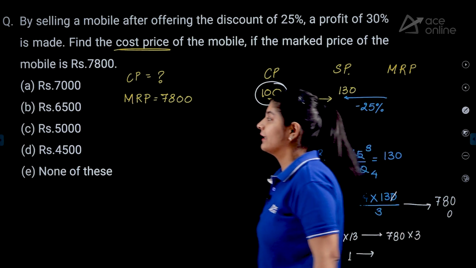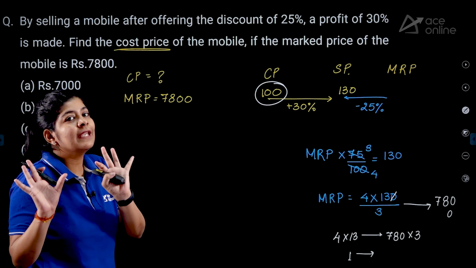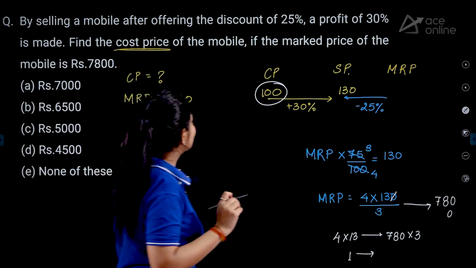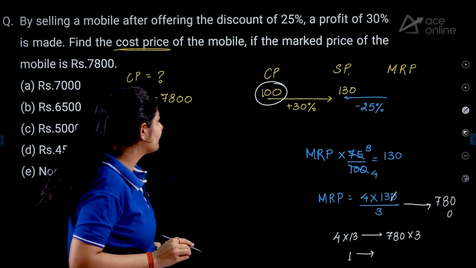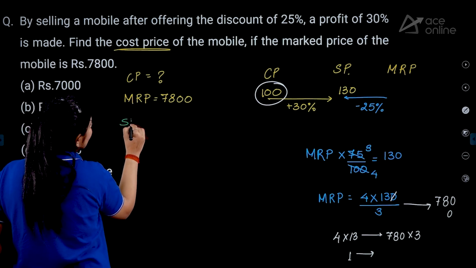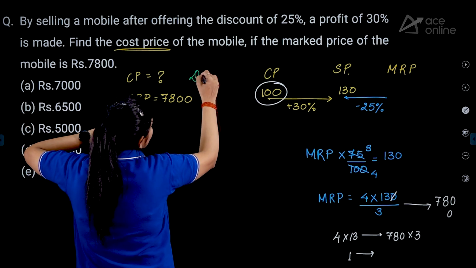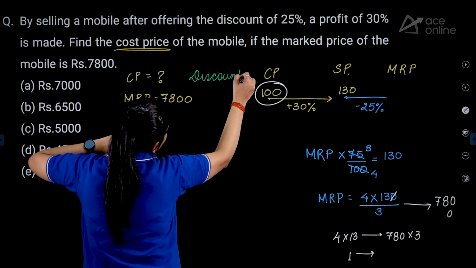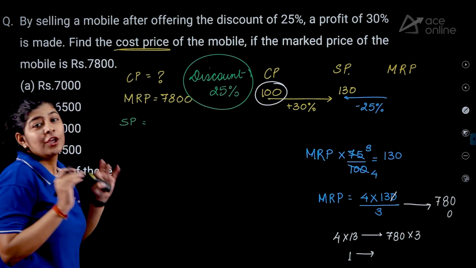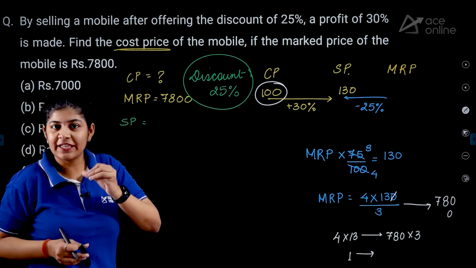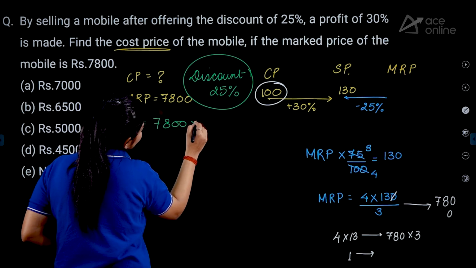This is the first method that you can do. If you don't want to do all these calculations, you simply do this. You know that this is the MRP, and you need to calculate your cost price. So first, calculate the selling price. You know that you are giving a discount of 25%. That means you are selling your product at 75% of the value, so the 75% value of this one.